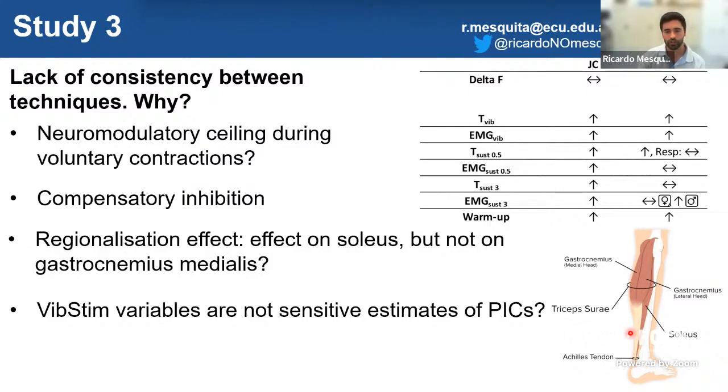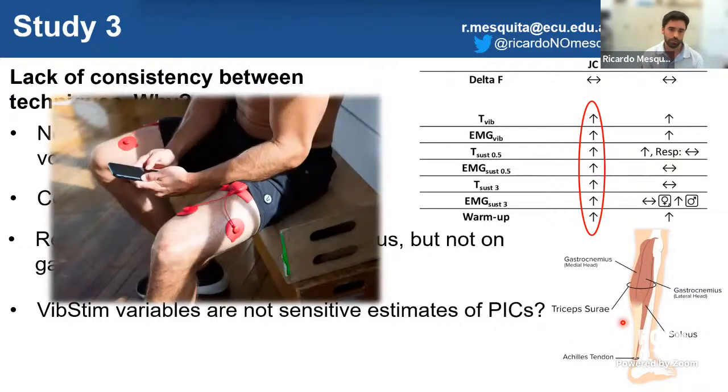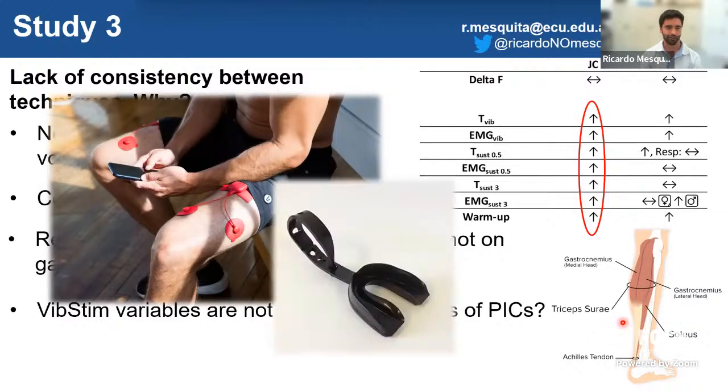But the effect of jaw clenching was very, very evident. So maybe as a suggestion and speculation, people who are undergoing neuromuscular electrical stimulation could benefit from clenching their teeth rather than just chilling on the phone, to enhance adaptations of this type of intervention.